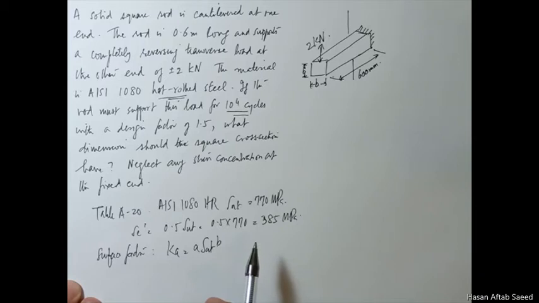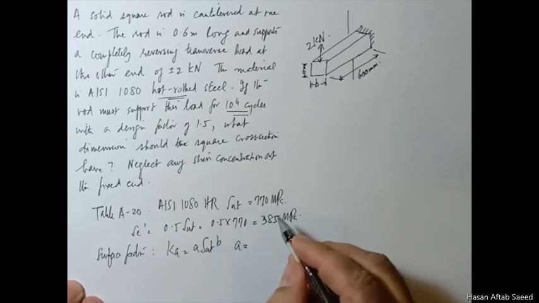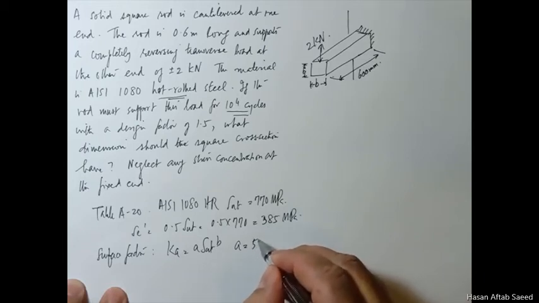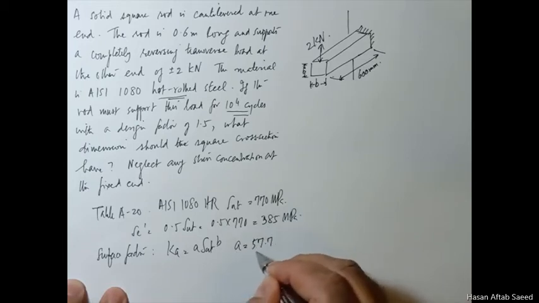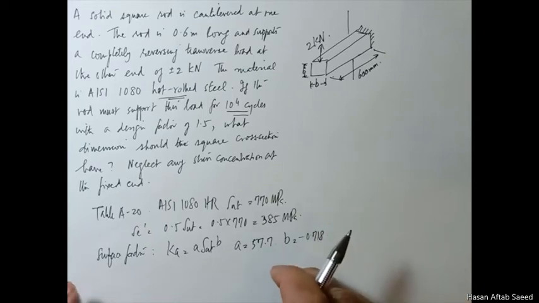And for hot rolled, you can again read the values of A and B. For hot rolled, they are very different from cold rolled or machined, because those values are different. This is completely different. 57.7 is A, and b is minus 0.718. Please verify this from your own textbooks, from the relevant tables.